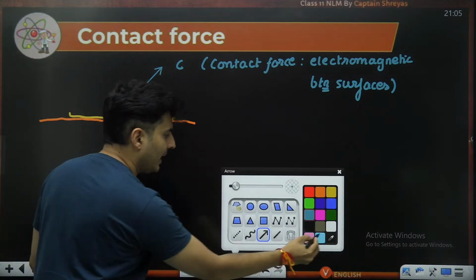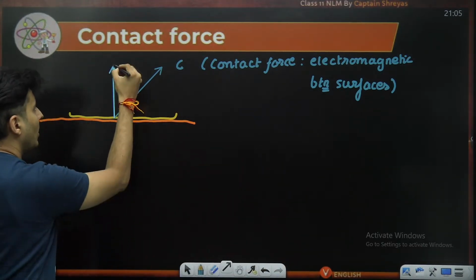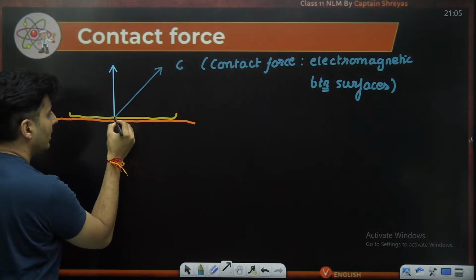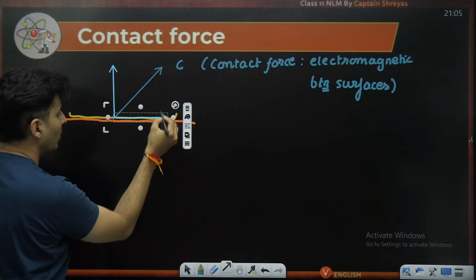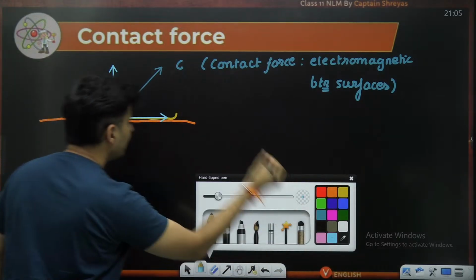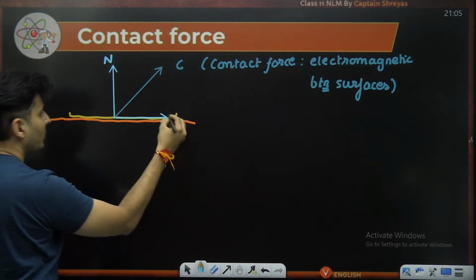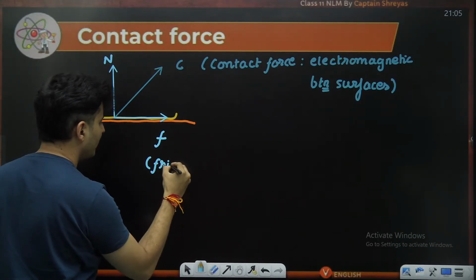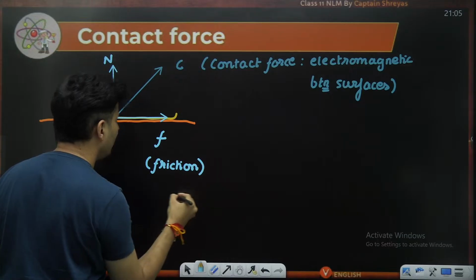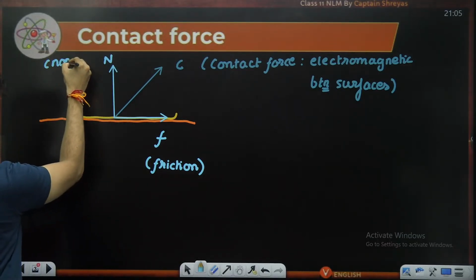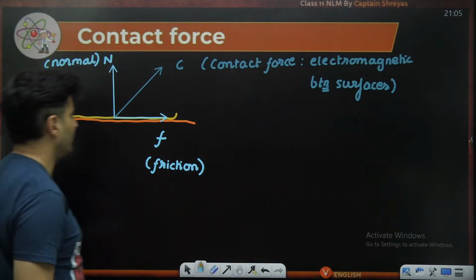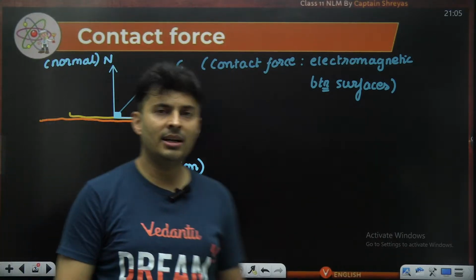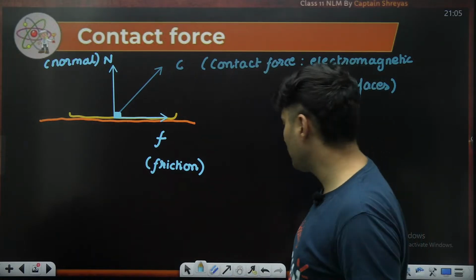If you remember carefully, I also mentioned that if you draw a perpendicular to that surface and find the component along it, and you draw a parallel line and find the component along that parallel line, this perpendicular is called normal. This parallel is called friction. So this is your frictional force, and this is your normal force of action. Normal means it has to be perpendicular to the surfaces. Till this point, absolutely clear?